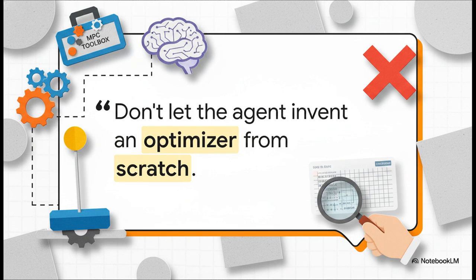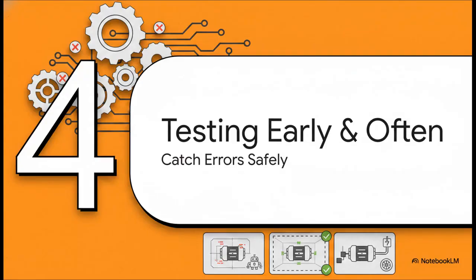We told our agent to use the deterministic algorithms in the Model Predictive Control Toolbox. Why? Because we need inspectable parameters, not magic. By pointing the AI to an established toolbox, we know exactly what algorithms are running under the hood. If the pendulum starts acting crazy, we can manually open the model, inspect the parameters, and tune them ourselves, or instruct the AI to tweak them using those exact same tools. We maintain total control. Which brings us to step 4, testing early and often to catch errors safely.